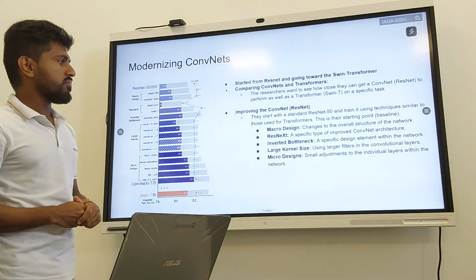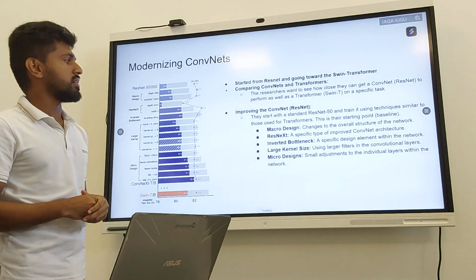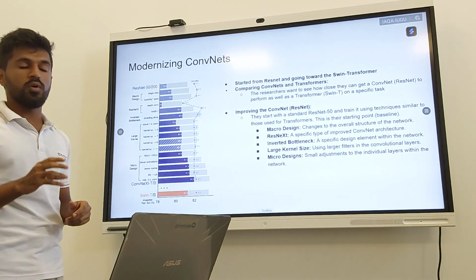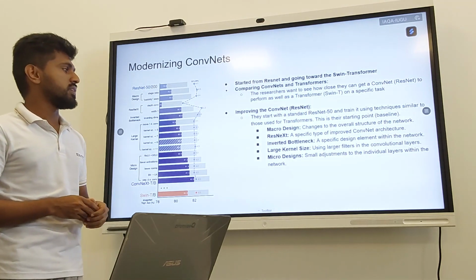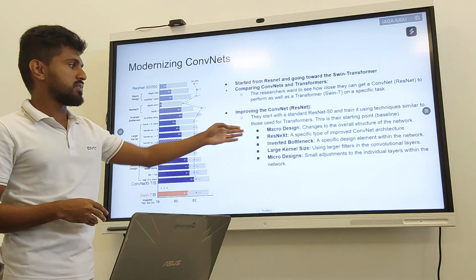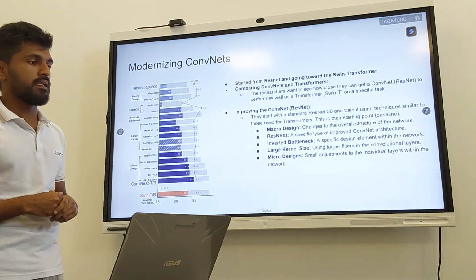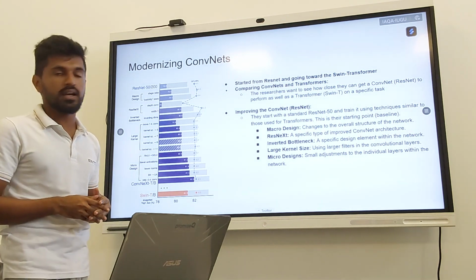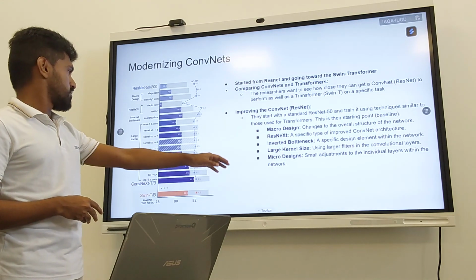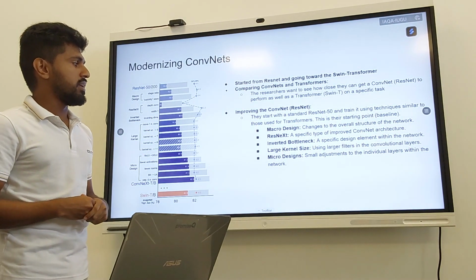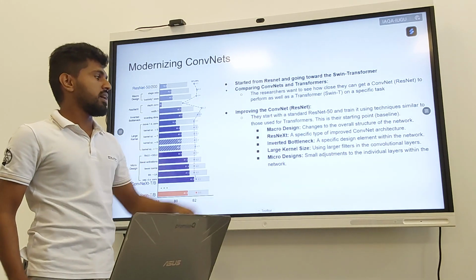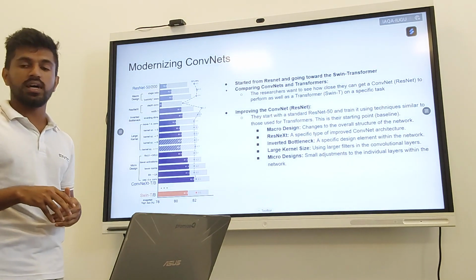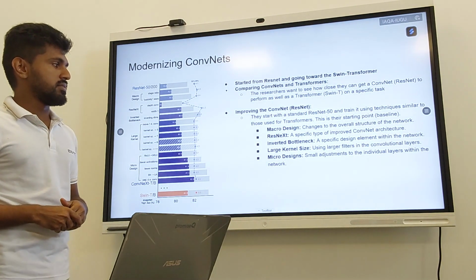Here they did macro design changes, like changing the internal block design and block count. They incorporated ConvNeXt, which means they introduced group convolution into the ResNet architecture, and they introduced the inverted bottleneck architecture. Then they tried various kernel sizes, and finally they did micro design, where the internal architecture of the blocks is changed with small adjustments.